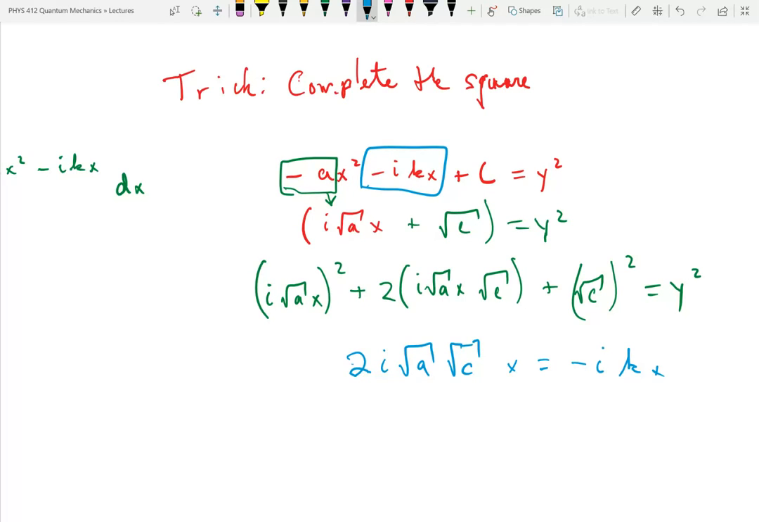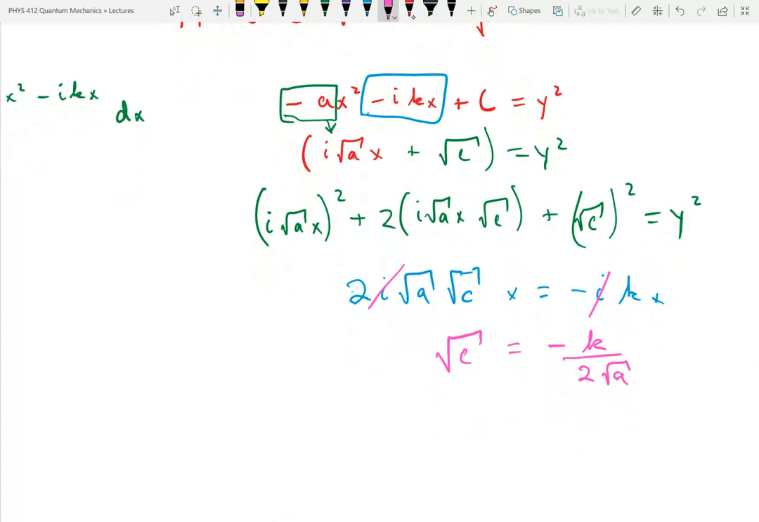And so that allows me to solve for what c has to be. And so if I solve this for c, first solve for square root of c, notice my i's I can cancel. So square root of c must be minus k over 2 square root a. So c is equal to k squared over 4a. So that's probably the longest complete the square you've ever done, mostly because I didn't actually practice doing it beforehand.